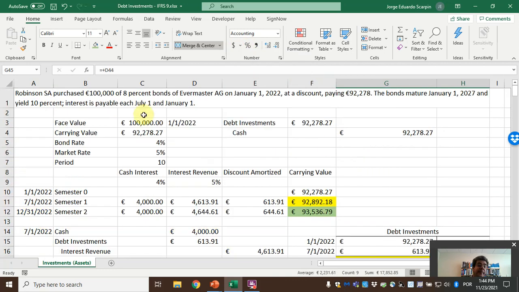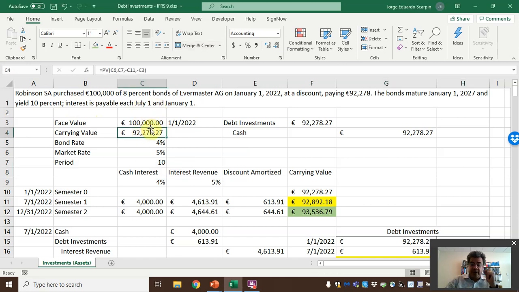But here we are. Robinson SA purchased 100,000 euros of 8% bonds of Evermaster AG on January 1st, 2022 at a discount, paying 92. We will check here how we find these discounts. The bonds mature January 1st, 2027, so 5 years later, and yield 10%, so the market rate. Interest is payable twice a year, so it will be payable in 10 periods.